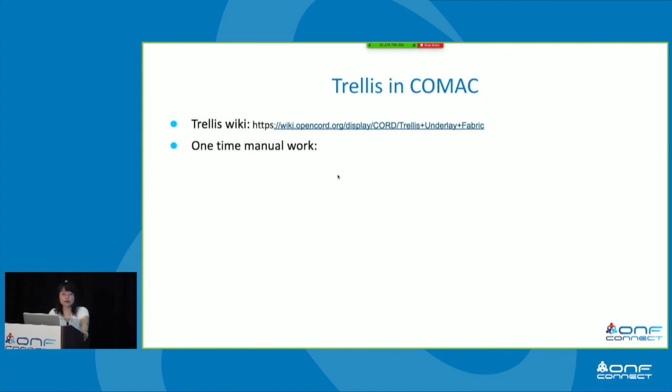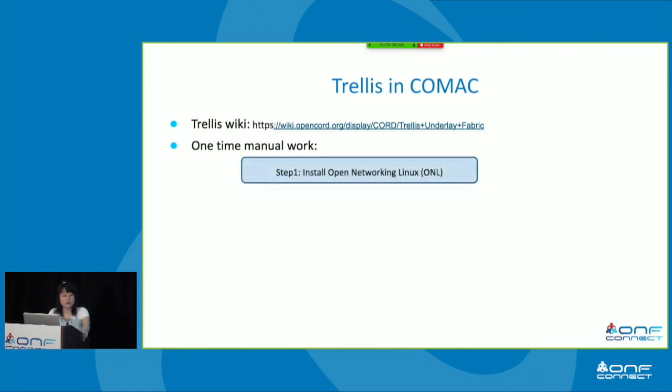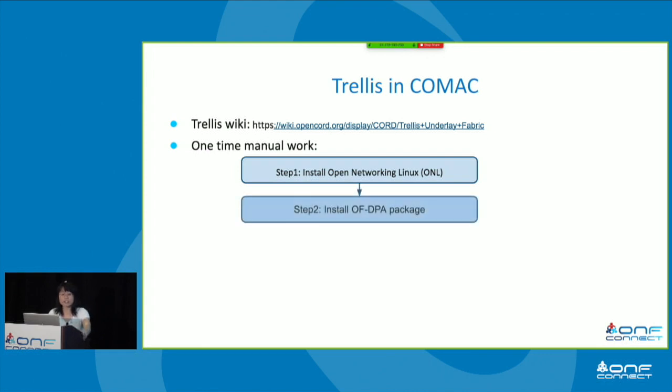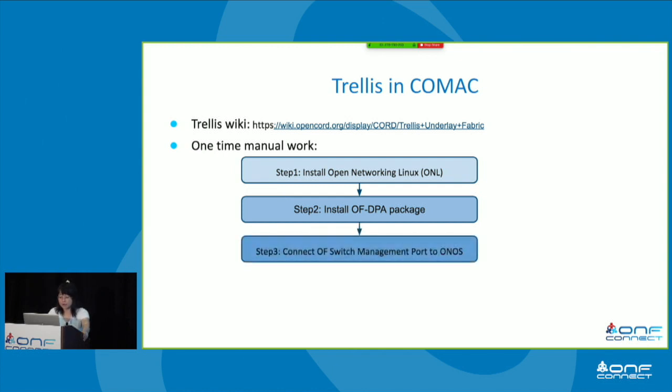So for the COMAC, we just use the Trellis project for the Fabric connectivity. So as the COMAC team, we only introduce how to use it. So for the OpenFlow switch, we have one-time work after we get a brand new switch. There are 3 steps. First, install Linux, the operating system, and then install the OpenFlow driver, and then connect the management port to ONOS. That's all. This is the manual work.